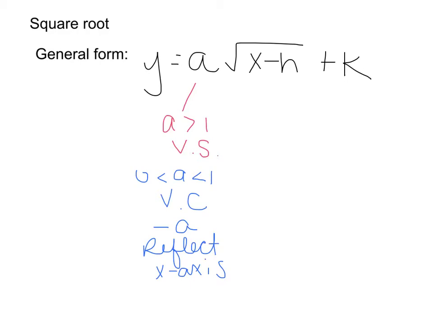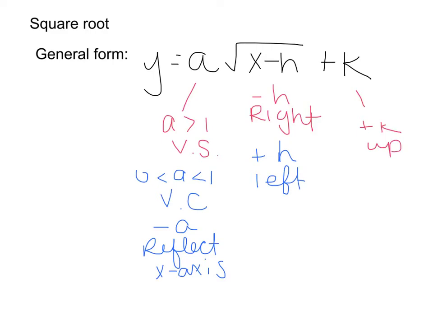Okay, talking about h. If it's minus h, remember we always think of it as the opposite. It's going to move to the right. And if it's plus h, it's going to move to the left. It would help if I could spell the word right. Okay, at the end, the plus k is going to move it up. The minus k is going to move it down.